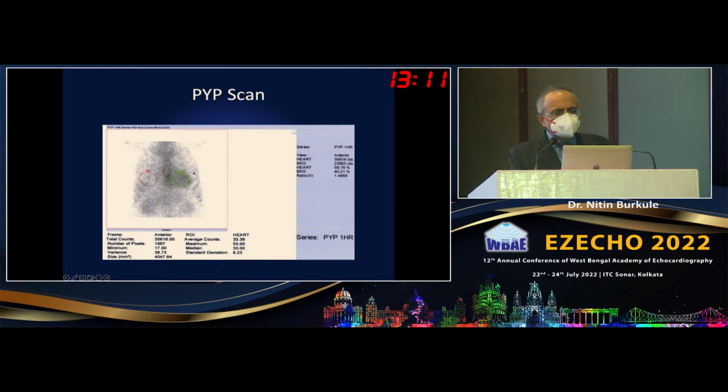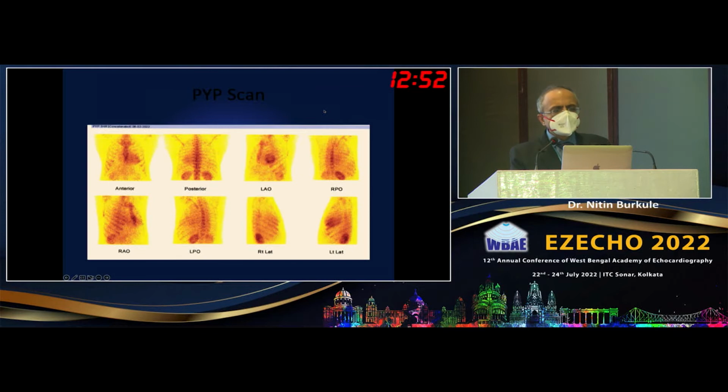And in these patients, when the urine and serum immunofixation electrophoresis is negative, then the pyrophosphate scan is 100% specific. You look at the pyrophosphate scan uptake by the heart versus the contralateral lung, and it should be more than 1.5 times. So this is a classic case of ATTR cardiomyopathy.